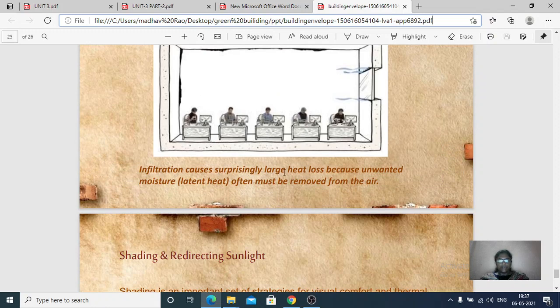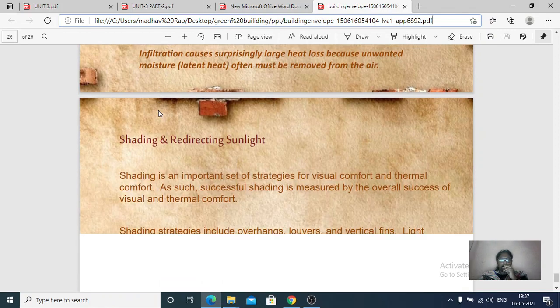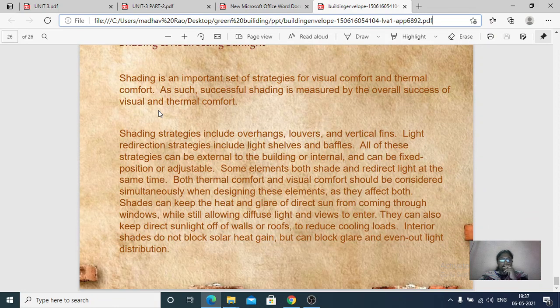Infiltration causes surprisingly large heat loss because unwanted moisture, latent heat, often must be removed from the air. Right? Shading and redirecting the sunlight here.